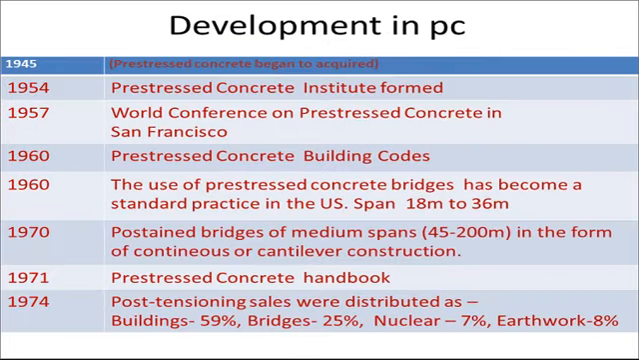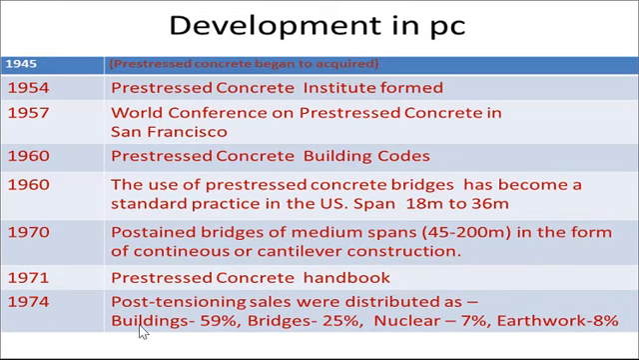In 1954, the Prestressed Concrete Institute was formed. In 1957, the World Conference on Prestressed Concrete in San Francisco. In 1960, Prestressed Concrete Building Codes were developed. Similarly in the same year 1960, the use of prestressed concrete bridges became standard practice in the US, with spans of 18 to 36 meters. In 1970, post-tensioned bridges of medium span, that is, span increased after 10 years. Earlier it was 18 to 36, now 45 to 200 meters in the form of continuous or cantilever construction. In 1971, the Prestressed Concrete Handbook was published.